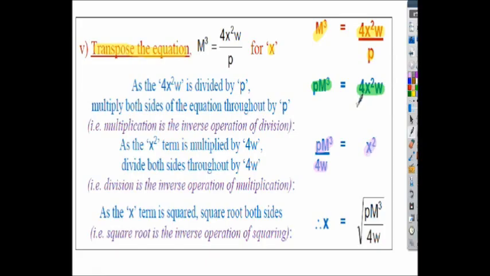But I don't want x squared as a subject, I simply want x. Using my inverse operation to square, I will now square root the right hand side of the equation, which means of course I must square root the left hand side of the equation to keep the balance. Turning the equation round, x is equal to the square root of pm cubed divided by 4w. So that's an illustration where we use 3 different types of inverse operation to find the subject x.